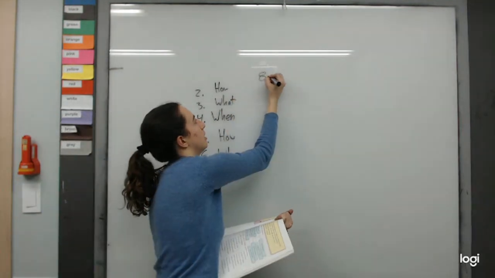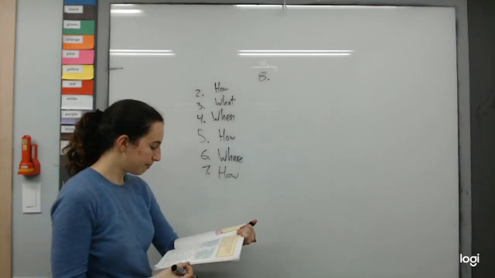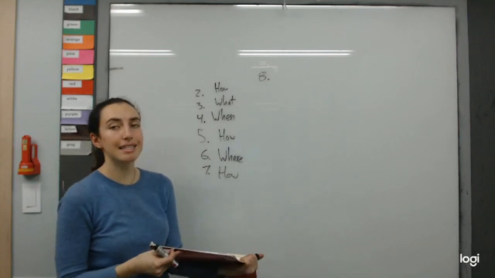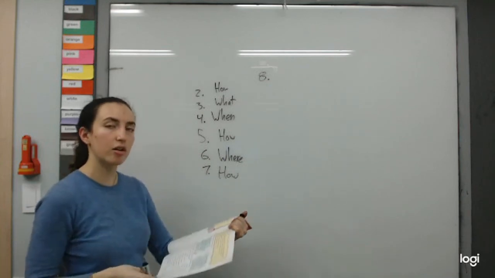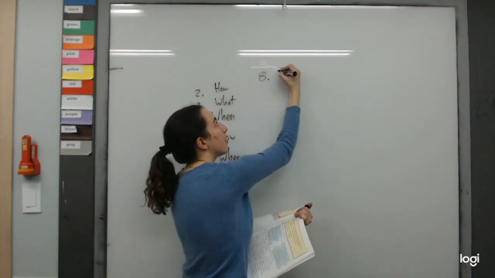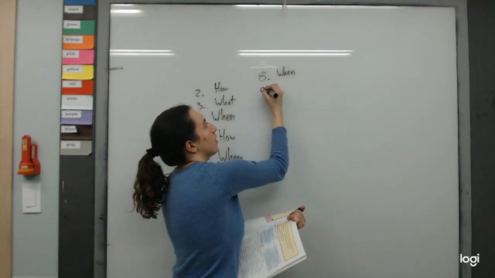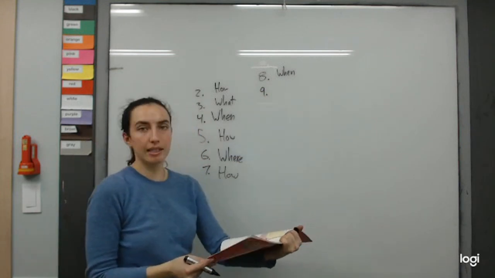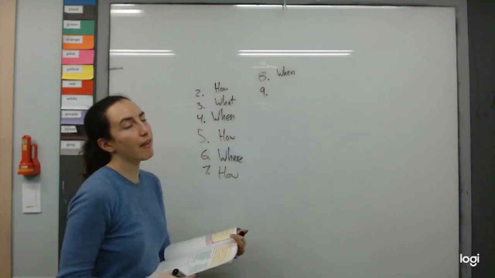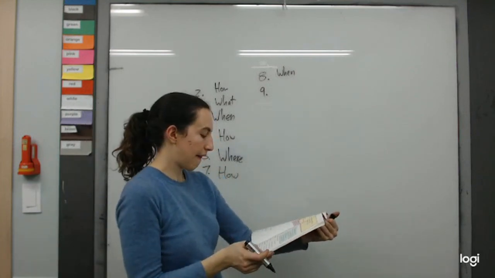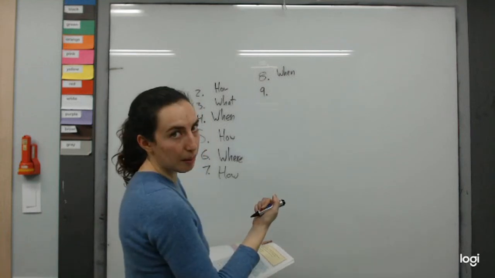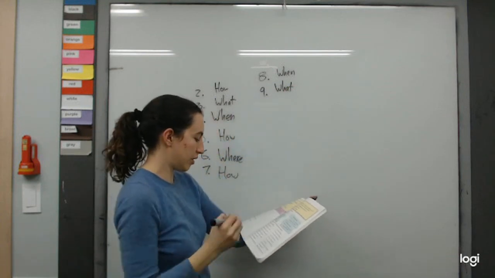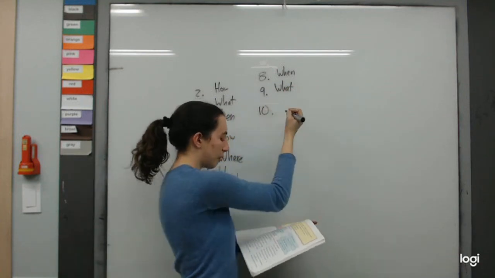Number 8. Where was he in Tokyo? No, when was he in Tokyo? He was there on Monday. So Monday is a time. So we want the question word that goes with time. If you can remember, that question word is when. And then we have number 9, what were you doing? I was dancing. Dancing is a verb. So we want the question word that goes with verbs. Can you remember? What were you doing?